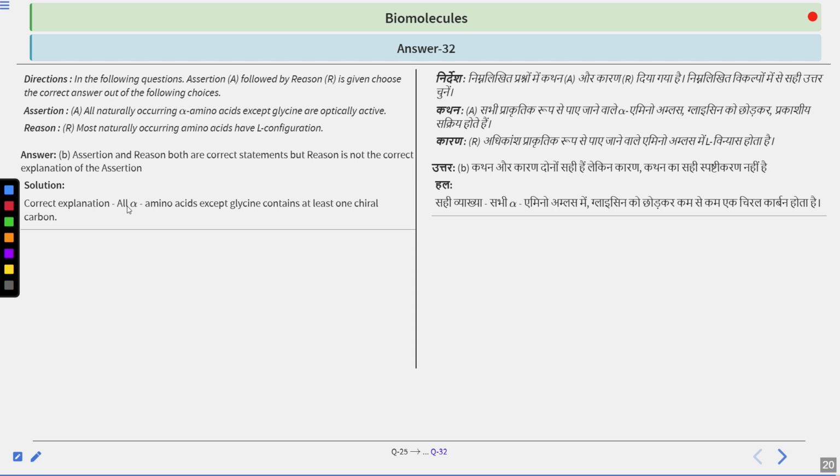So what will be the correct explanation? Correct explanation will be that all alpha amino acids except glycine contain at least one chiral carbon. That is why all naturally occurring alpha amino acids except glycine are optically active. So this is the correct explanation because we have given assertion that all alpha amino acids are optically active except glycine. But the reason is different. The reason is not satisfying the assertion. The correct explanation will be that all alpha amino acids except glycine are optically active because they contain at least one chiral carbon in it except glycine. And that is why we have our correct answer as option B, that assertion and reason both are correct statements, but the reason is not the correct explanation of the assertion.